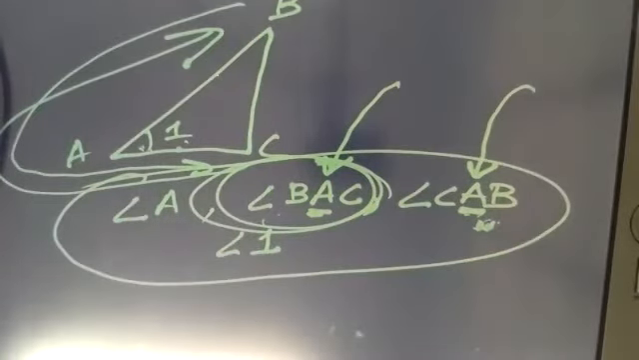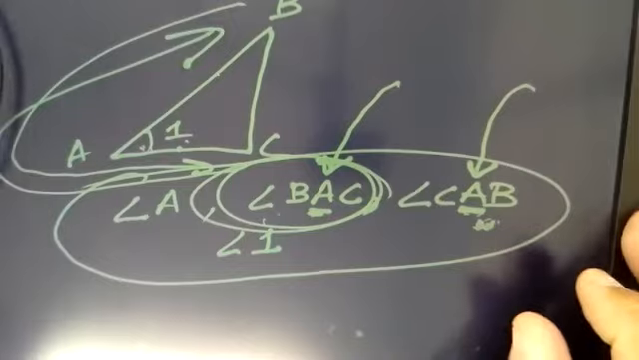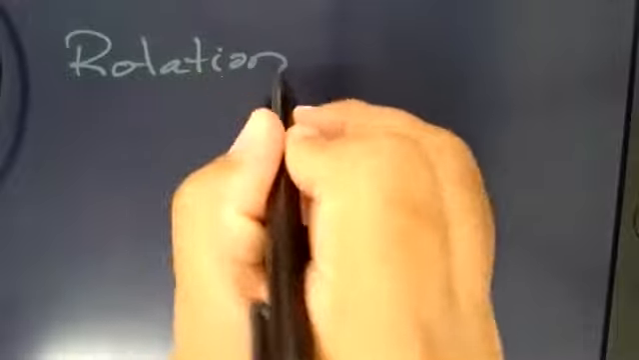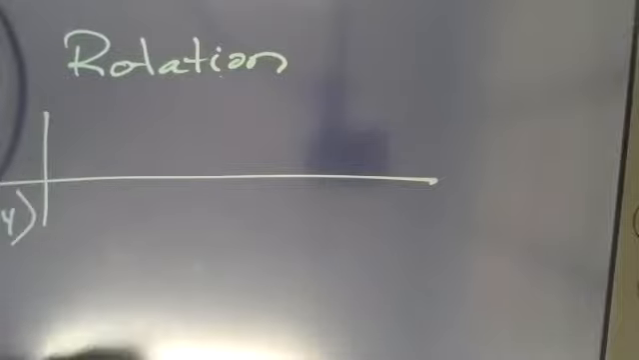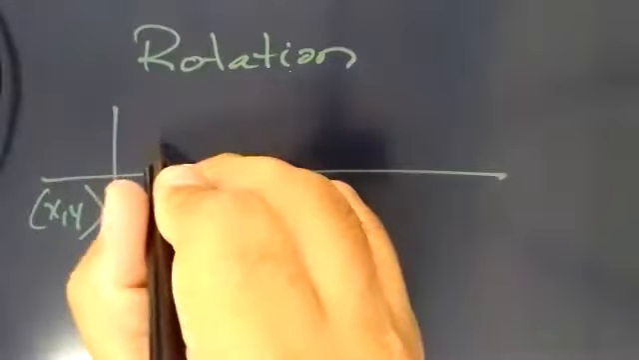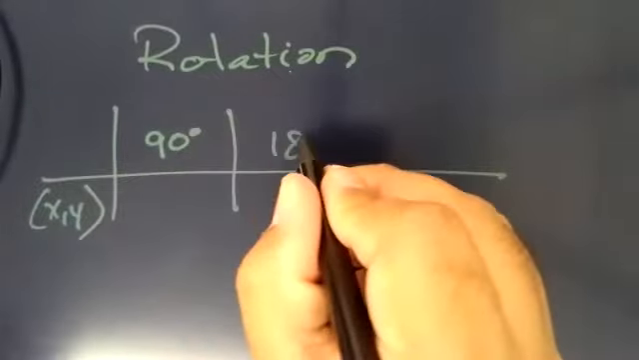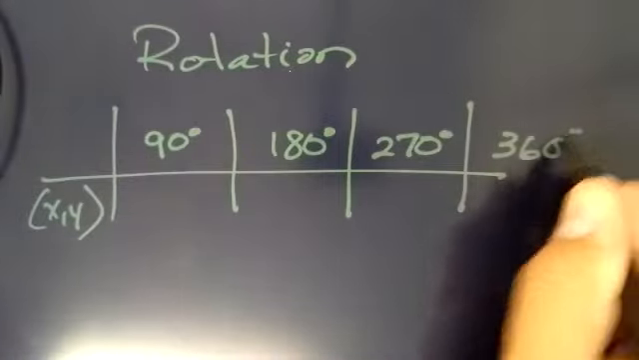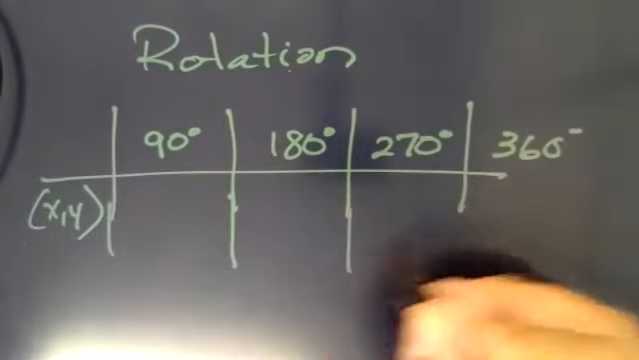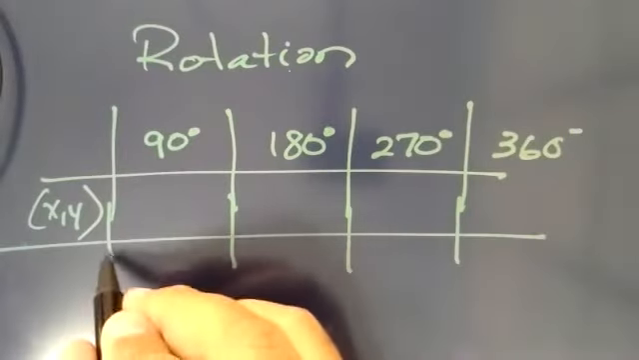All right. Let me see what else. Of course, remember the chart I told you to memorize, the rotation. This is X, Y. This is rotation 90 degrees, 180 degrees, 270 degrees, and of course 360 degrees. This chart here, you should memorize.